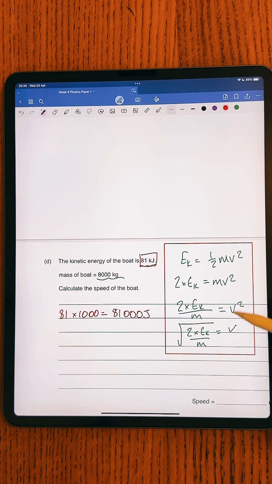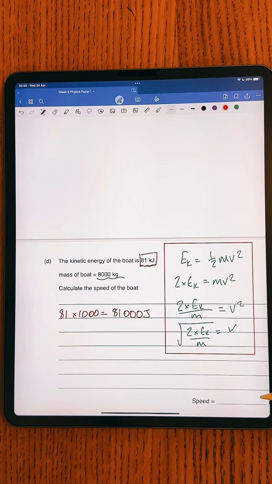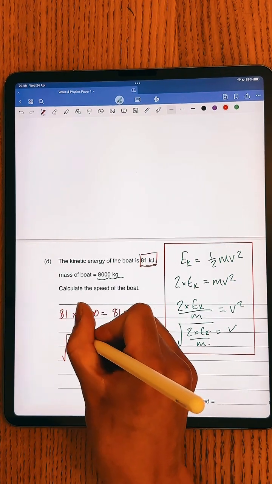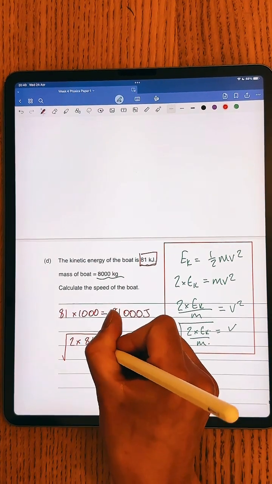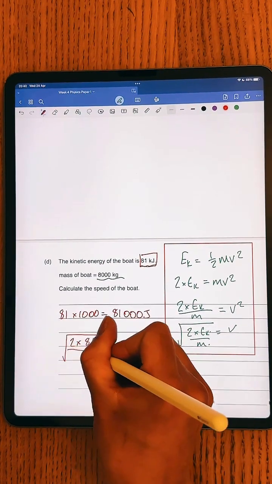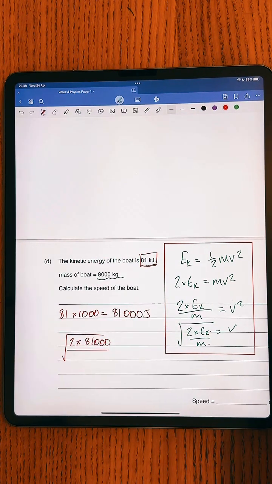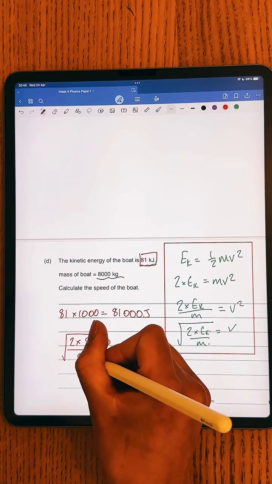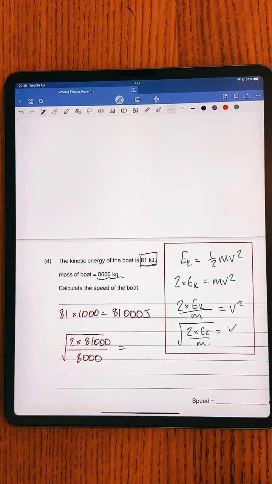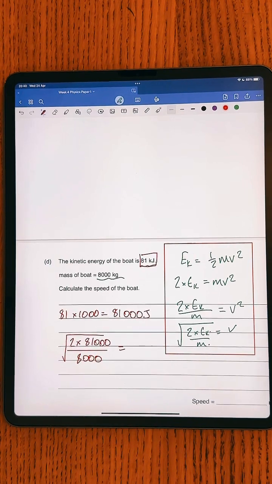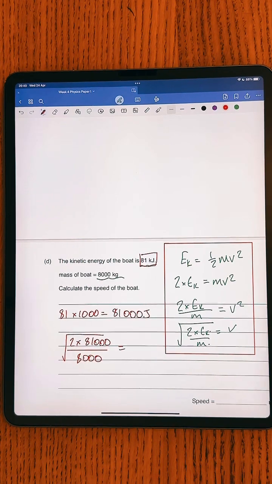And now we can plug it all into this equation here. We've got the mass, we've got the kinetic energy, we've got the 2, we've got the square root sign. So let's do all of that. Let me know if you get the answer. 2 times 81,000 divided by the mass, which is 8,000 kilograms. Put that all into your calculator. Do not forget to square root it. I bet you so many people will lose marks because they'll forget to square root it.